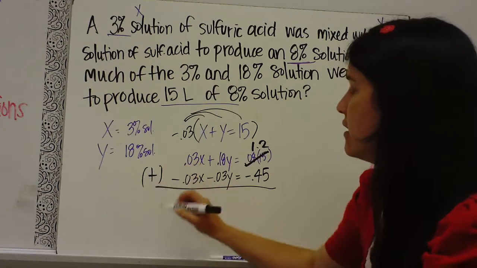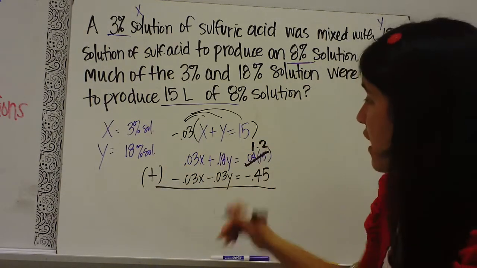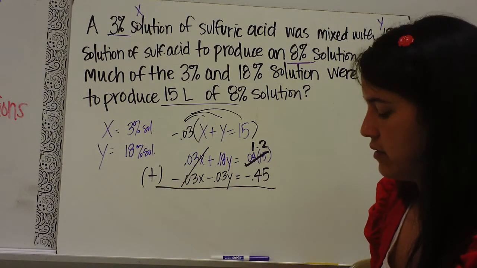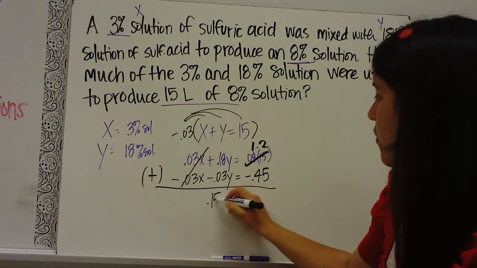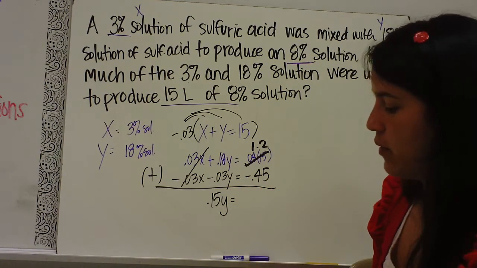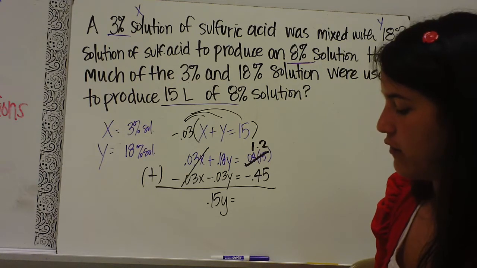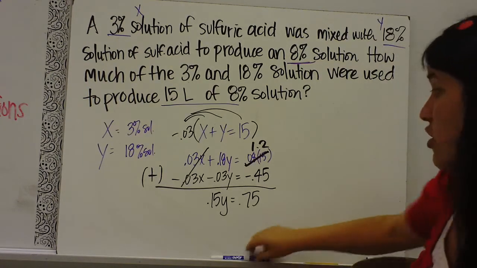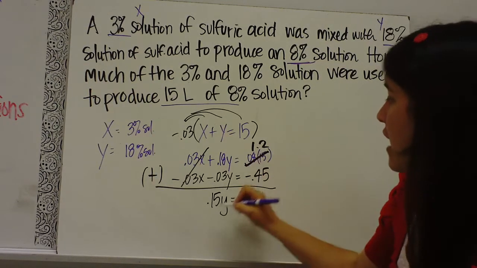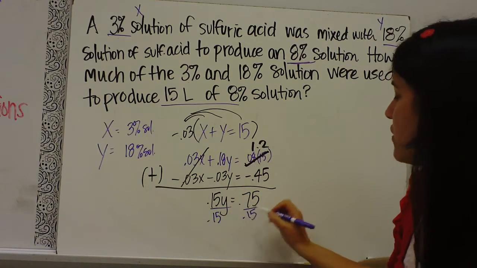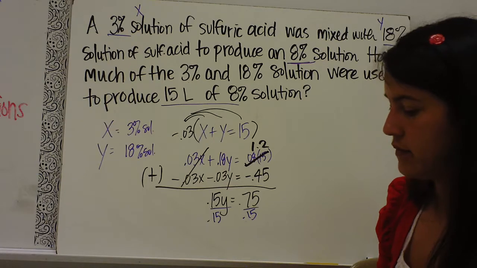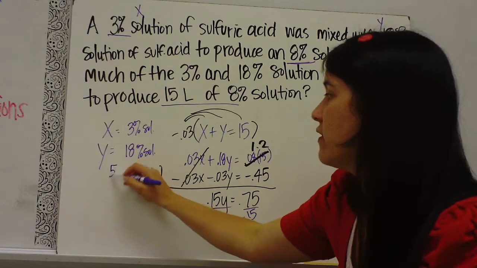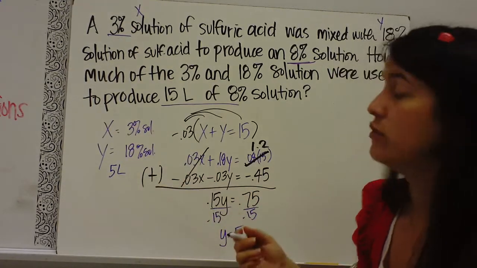Now I can add my two equations. These are going to eliminate. So I have 0.18 plus negative 0.03, 0.15y, and then 1.2 plus negative 0.45. And again, this is not new. This is the elimination that we've been doing. I'm going to divide by 0.15 on both sides, and y equals 5. So in this problem, it's 5 liters of the 18% solution.